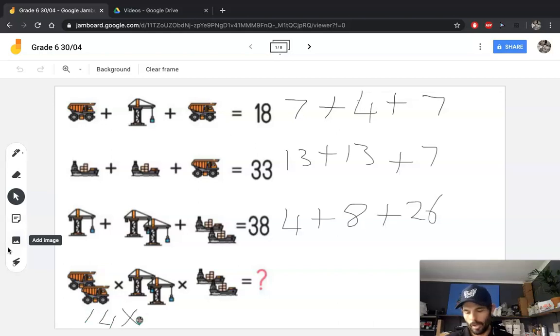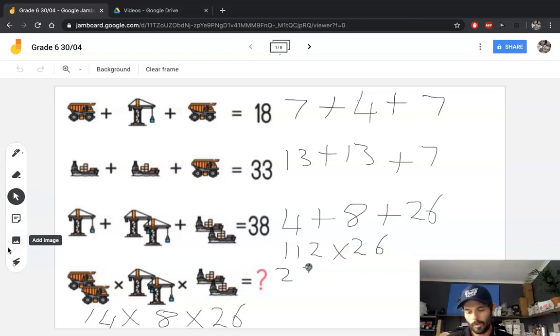Multiplied by double crane, which was 8, multiplied by double ship, which was 26. Okay, and there would have been a trickier question to work out, but remember, go in steps. So I personally would have gone 14 times 8 first: 10 times 8 is 80, 4 times 8 is 32, so 112. And then I would have gone 112 times 26. Okay, and then you could use any multiple methods, doubling and halving.